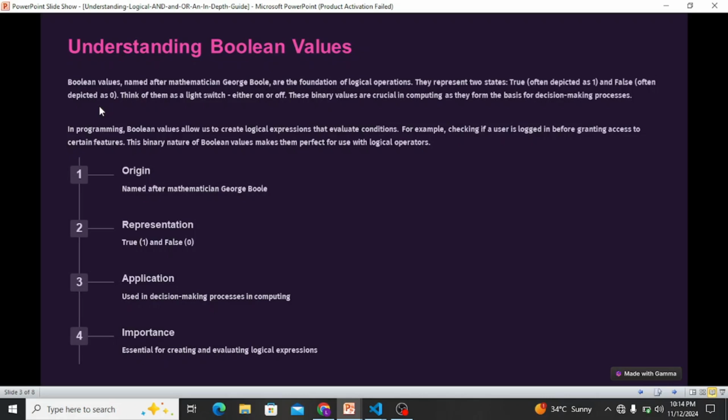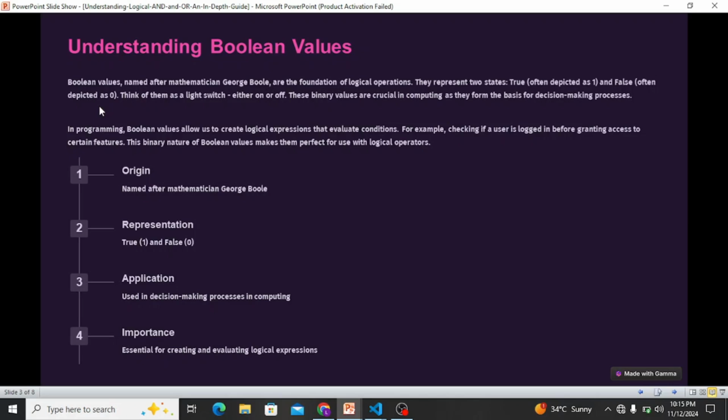Boolean values are very essential because they allow us to create logical expressions that can evaluate conditions. For example, in programming, you might want to check if a user is logged in before allowing them to access certain features of the application, right? This is where logical operators come into play. Without logical operators, you cannot check whether the user is logged in or not. That is why it is very important for you to understand the logic behind logical operators.